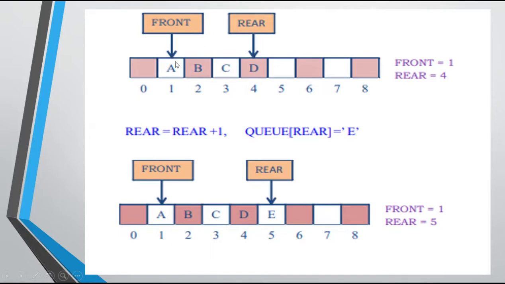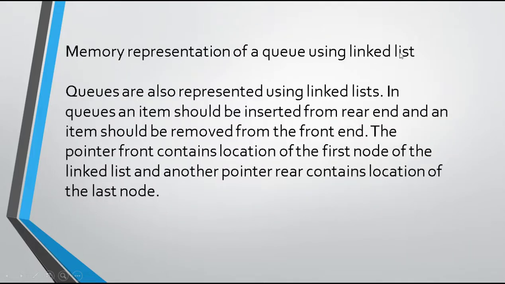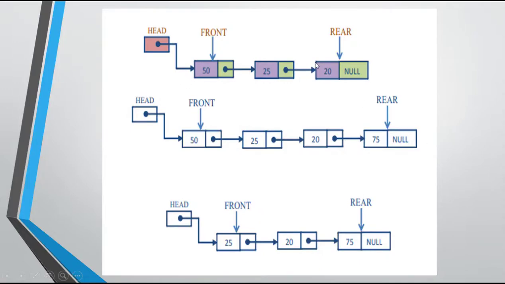So you can see the diagram over here. At the front, the elements will be removed. At the rear, the elements will be inserted. So we are inserting E at the rear end, and we are deleting the first element and incrementing the front value. The next representation is using a linked list. In a linked list, there are two operations, that is insertion and deletion. You can see over here the element 75 is being inserted and the element 50 is being removed from the front end. So a linked list is a dynamic representation and an array is a static representation.